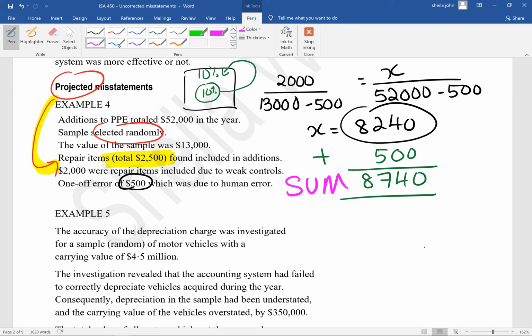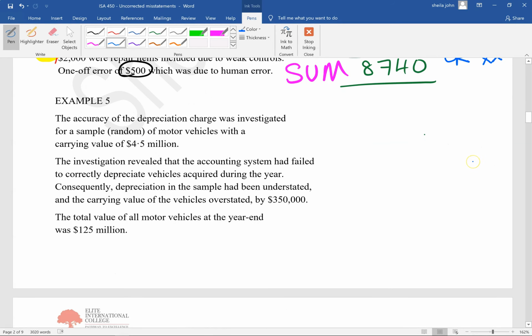So what would the double entry be here? We are going to debit repairs by this amount, 8,740, and then we're going to credit PPE by the same amount. All right, another example for projected misstatement. It says here, the accuracy of depreciation charge was investigated for a sample on a random basis as well. Like I said earlier, if the sample was not random, we will not be able to do a projection.